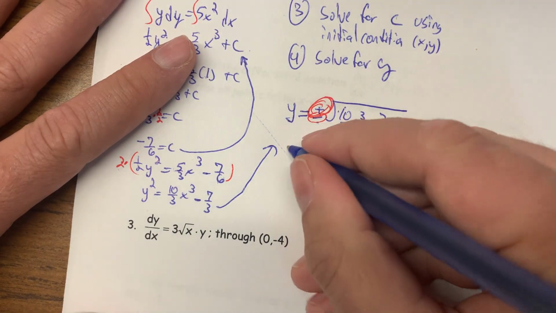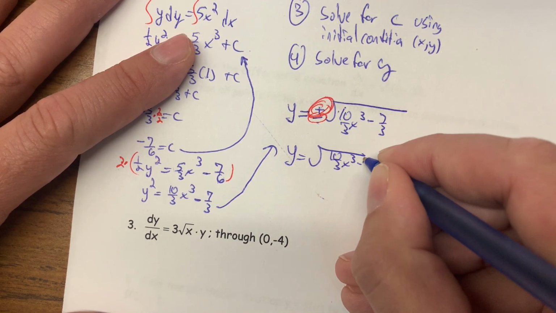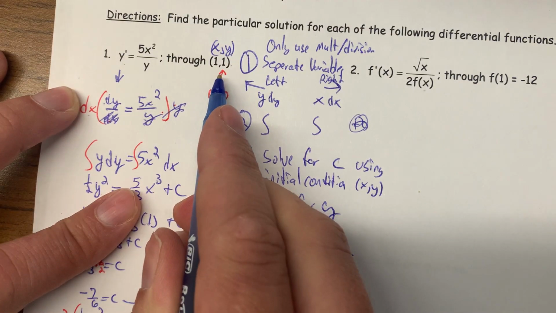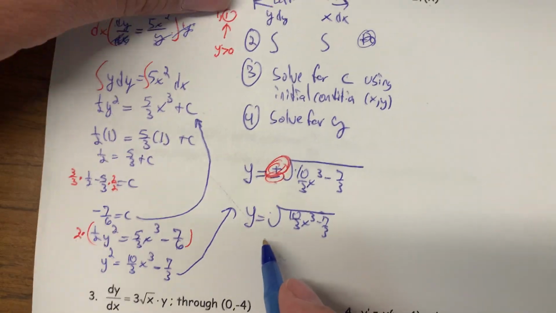So the answer is y equals square root of 10 thirds x cubed minus 7 thirds. And we knew it had to be the positive one because the y value in the initial condition was positive. If this had been 1, -1, then we would have used the negative square root.